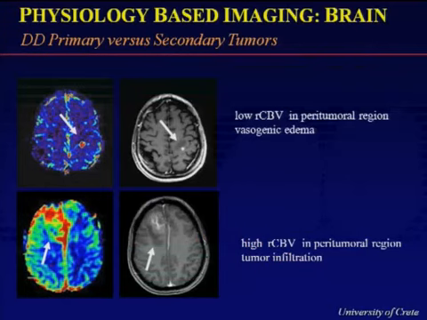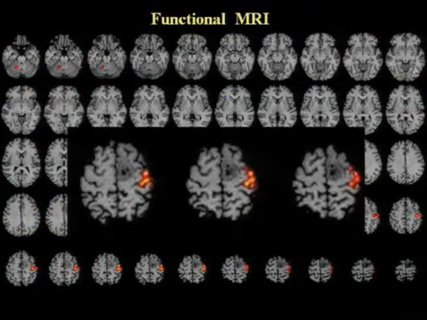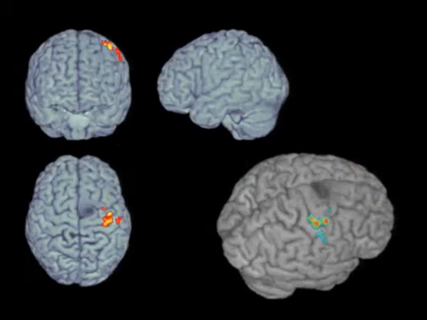Also, another application is to differentiate primary versus secondary tumor, because in the peritumoral region, it's obvious that in metastatic disease, the peritumoral region is a pure vasogenic edema. So the perfusion would be normal in this case. And also just one word on functional MRI. This is a zoom. This is the area of interest, and this is the tumor. And we can take 2D or 3D.